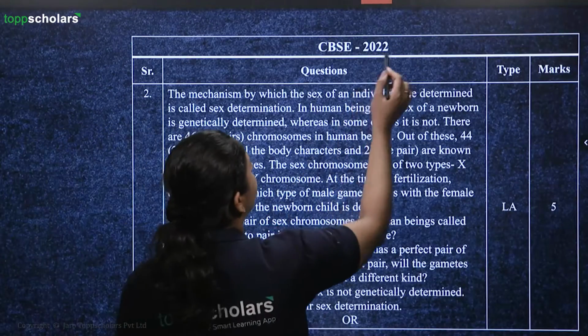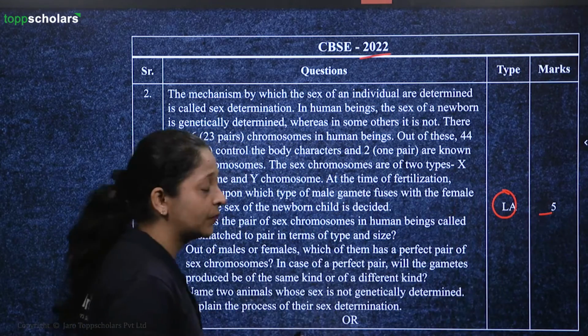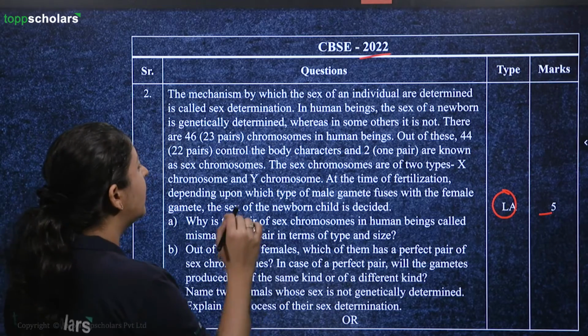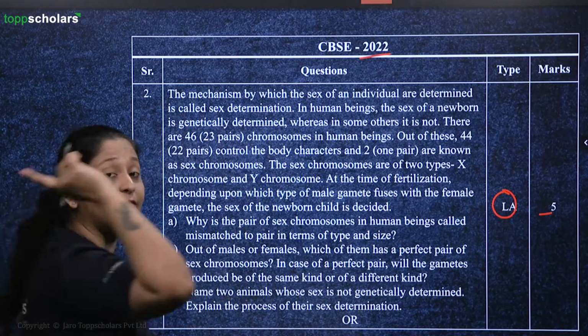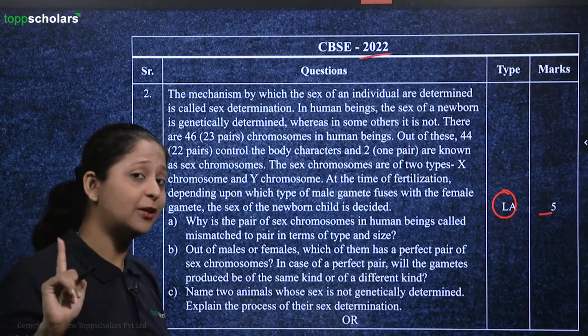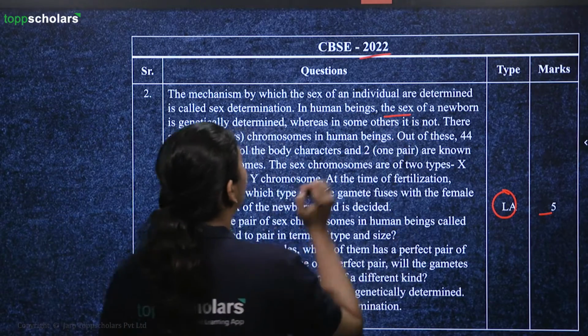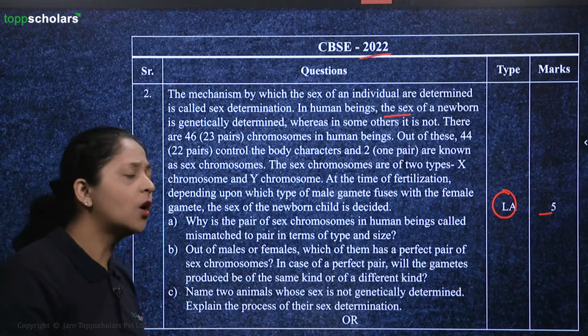Then again from the year 2022, you have a long answer question which is of 5 marks. Okay, let's understand this question. The mechanism by which the sex of an individual is determined is called sex determination. Again, we got one question previously also related to sex determination, right? In human beings, the sex of a newborn is genetically determined, whereas in some others it's not.